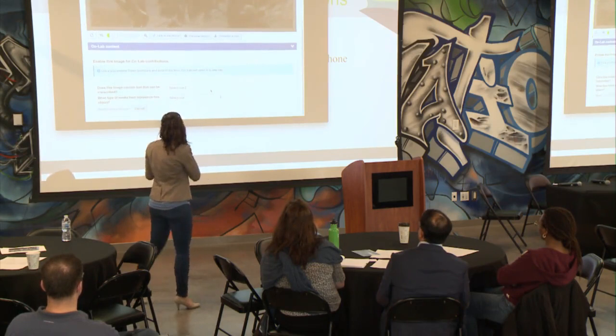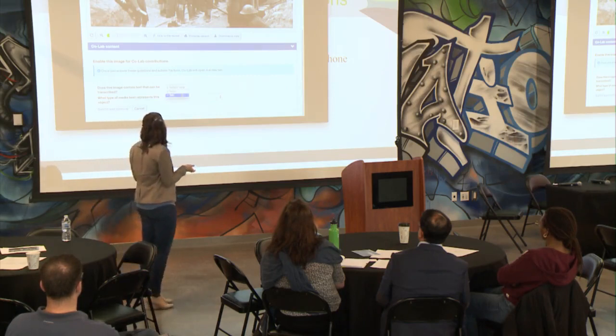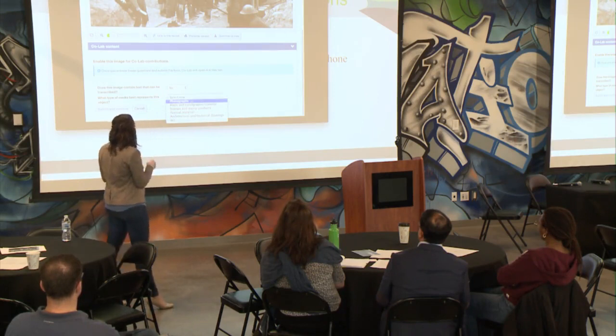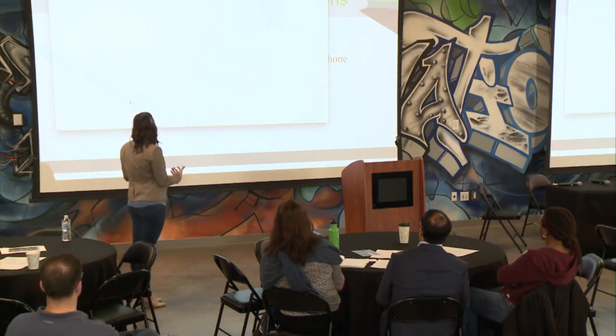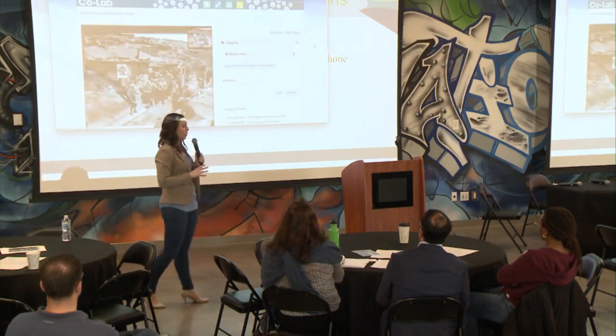So we're actually empowering the public to enable any image available in the collection search beta for CoLab contributions. All they have to do is answer two, maybe three short questions. If it was text, they would have to specify which language it appeared in. And when they hit submit, it's going to open CoLab in a new tab. They're brought directly into that contribution interface.